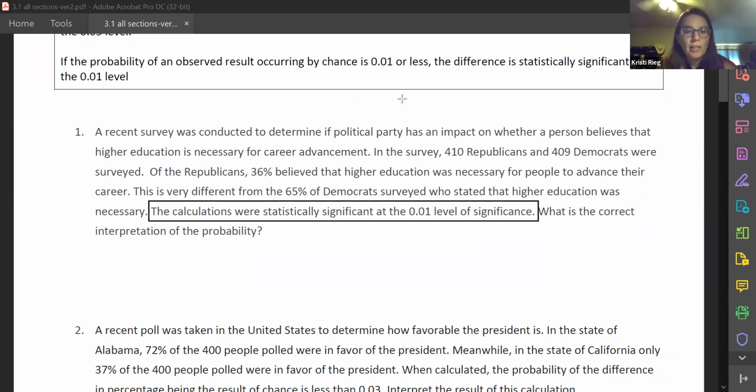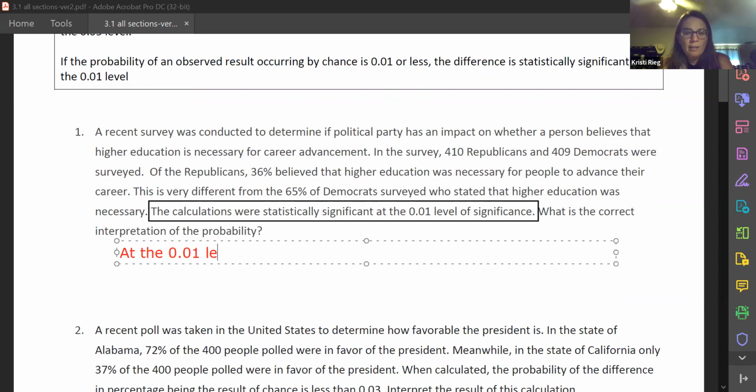And so to interpret, when I interpret things, I pretty much just try to copy as many words out of the paragraph as possible, just to keep it all lined up. So we start off with the level at the 0.01 level of significance.